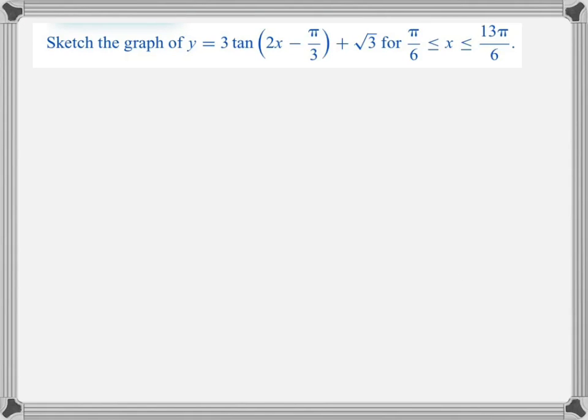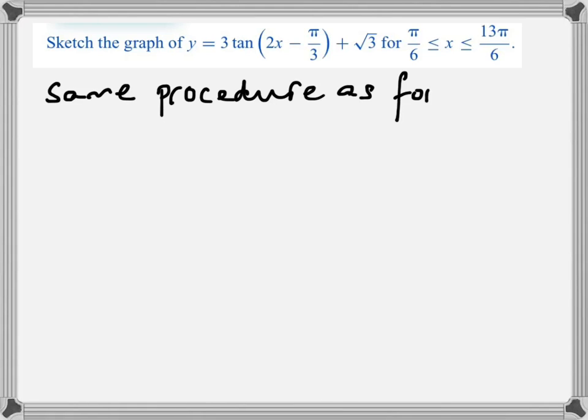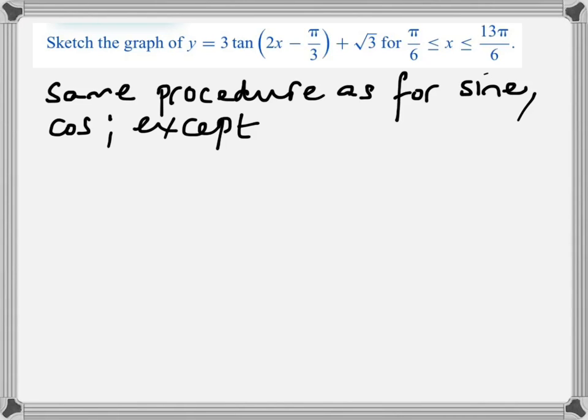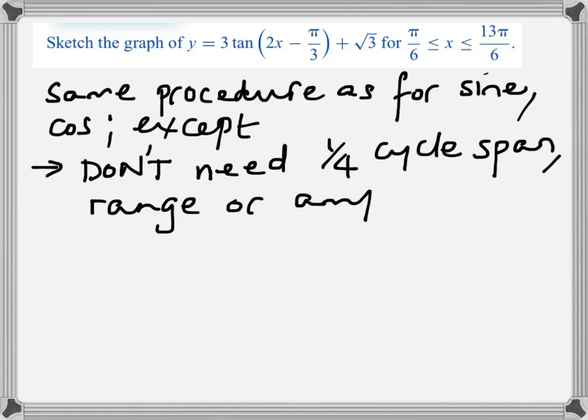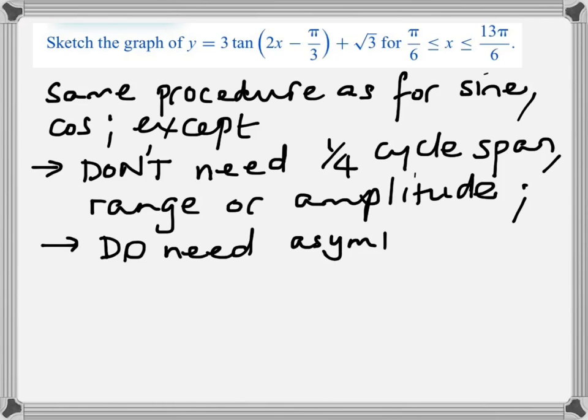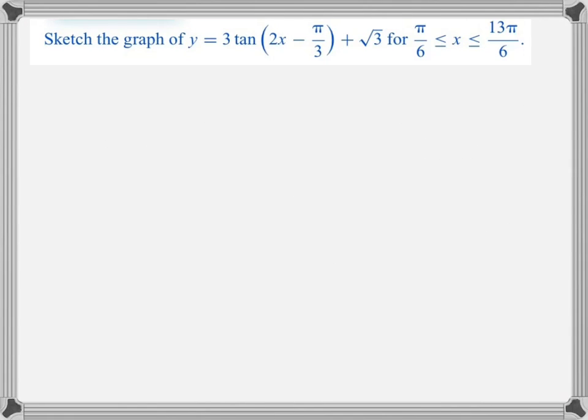Okay, what are we going to do now? We're going to get right into the heavy business of sketching this graph. First of all, I think we should highlight that we use the same procedure as for sine and cos, except we don't need the quarter cycle span for x, and we don't need the range or the amplitude in the y direction, because the graph just goes from minus infinity to plus infinity. However, we do need the asymptotes. Yes, we do need those asymptotes.